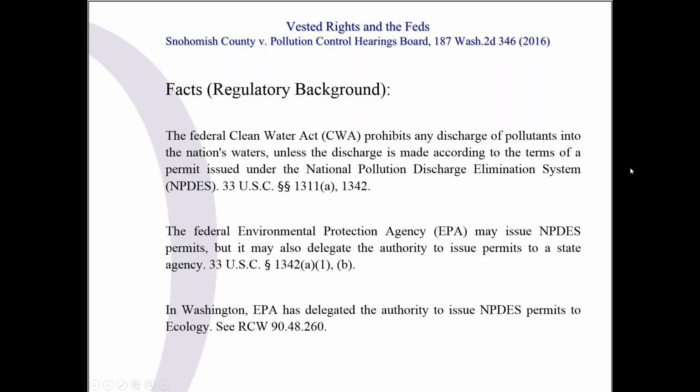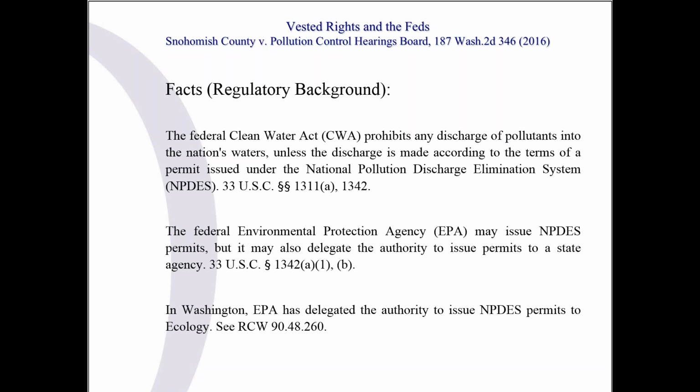So let's get into the specifics here in case none of that made sense to you. Starting kind of at the beginning here, the Federal Clean Water Act, that's where all this comes from, prohibits any discharge of pollutants into the nation's water unless the discharge is made according to the terms of a permit issued under the National Pollution Discharge Elimination System. So when I rattle off NPDES permit, that's where that comes from.